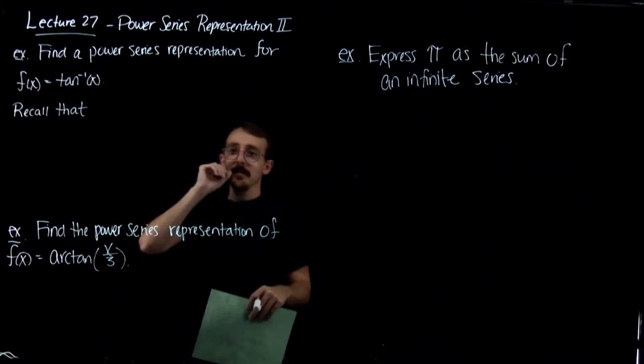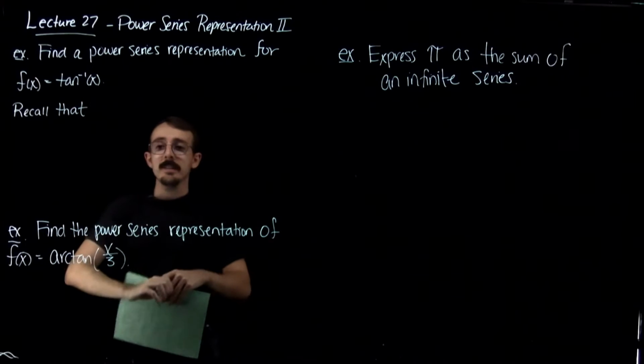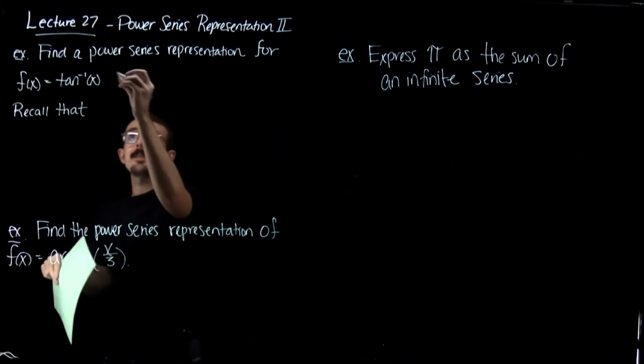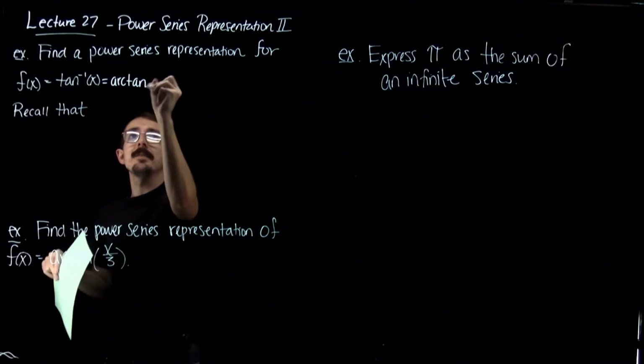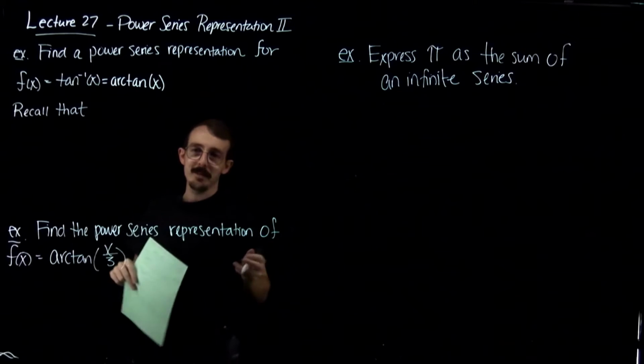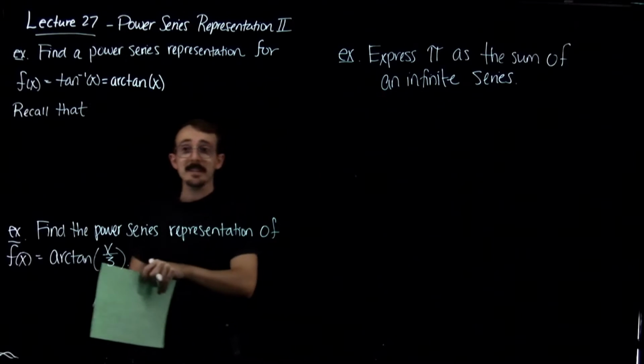So I'm going to start with my first example of finding a power series representation for tangent inverse of x. And recall that the other way you can write this is arctangent of x. So those are both the same thing. In order to do this, I'm going to use strategies from Lecture 26.